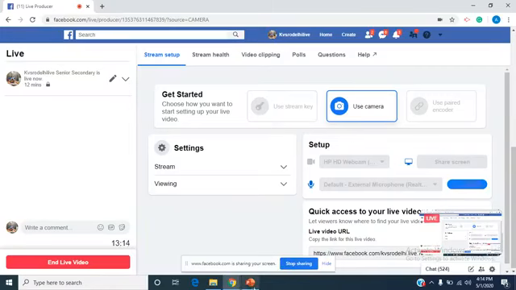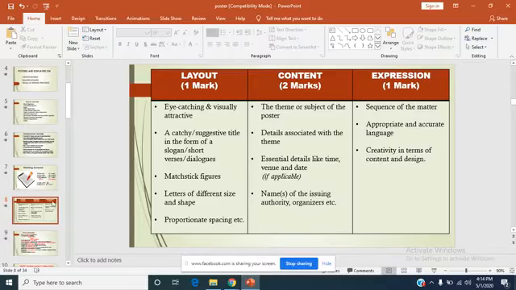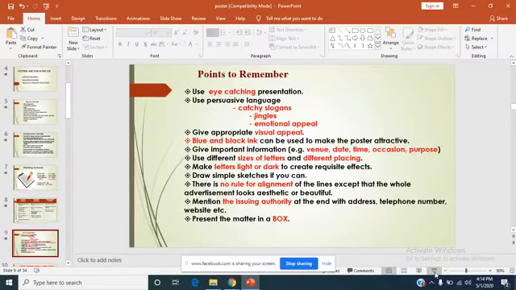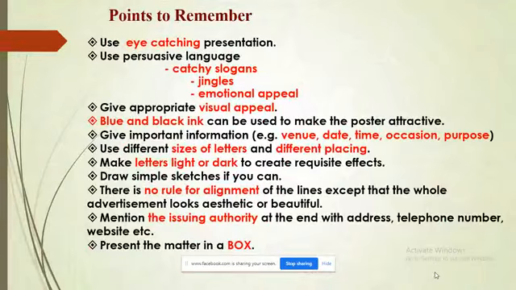Okay, so now let's move ahead. Now let us see the important points to remember while designing or writing a poster. Number one, you are supposed to make an eye-catching presentation. For that, your language should be persuasive. How can you make your language persuasive? By using catchy slogans, jingles, and also emotional appeal. And a visual appeal should be there.